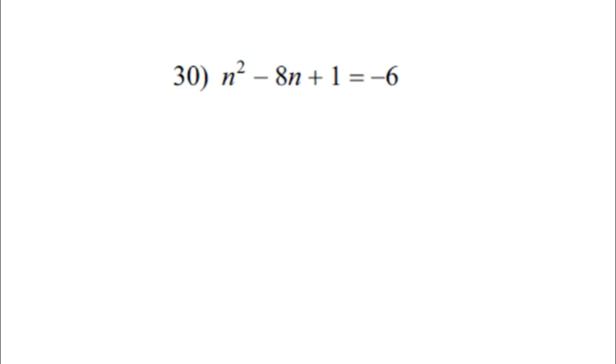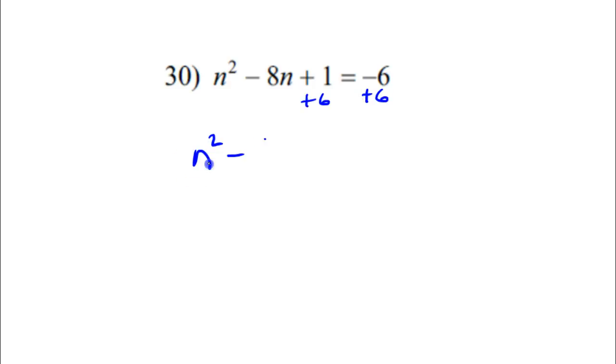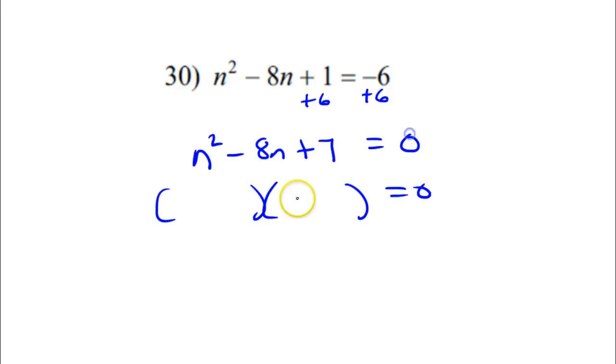Okay, what about this? Oh, looks like the same thing. Let's just add 6 to both sides. That's going to give me n squared minus 8n plus 7 equals 0. Let's try factoring this as a binomial times a binomial. There is no GCF. N squared is just n times n. 7 is a prime number. It can only be 7 times 1. Inner plus outer equals middle. Inner I have 7n, outer I have 1n. I'm trying to get negative 8. That will only happen if both of these are negative. So that means both of these are negative, which is okay because the negative times the negative is a positive.